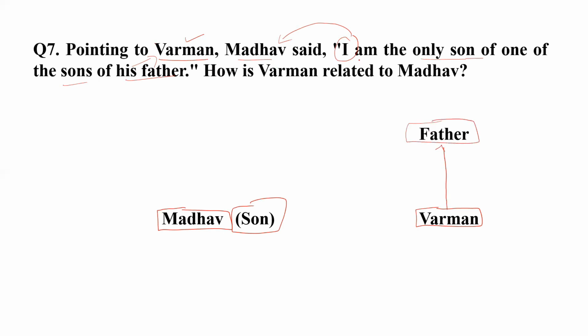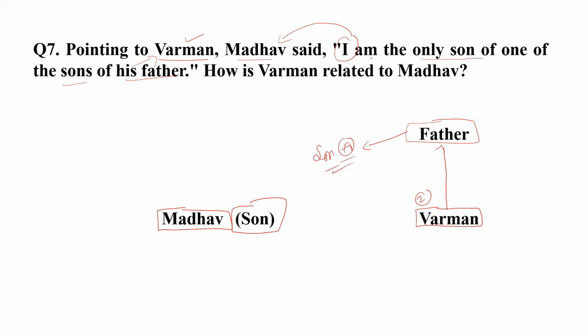Again, we are reading the line: I am the only son of one of the sons of his father. That means his father may have more than one son. So we are writing here son. This is son one, and son second is obviously Varman. So this father may be having two sons. The first is first son A or son one, and the second is Varman, obviously.